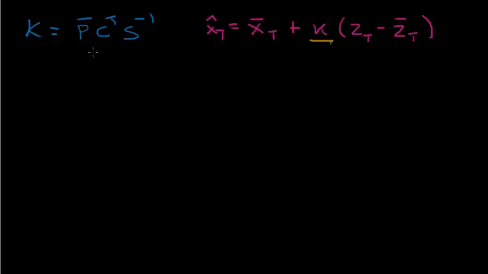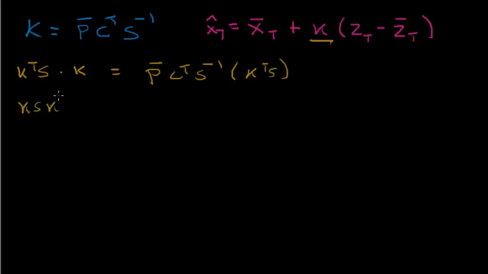So what we saw is that x hat of t was this, but there's also an update for P hat of t. And it's not so clear how we get to it, but let's say we multiply this matrix K times K transpose S, right? So we have K transpose S times K, and this is going to be equal to P bar C transpose S inverse times K transpose S. All right, so let's go ahead and solve this. We get here basically K S K transpose, which was equal to P bar C transpose K transpose, and S times S inverse actually gives us back the identity matrix.